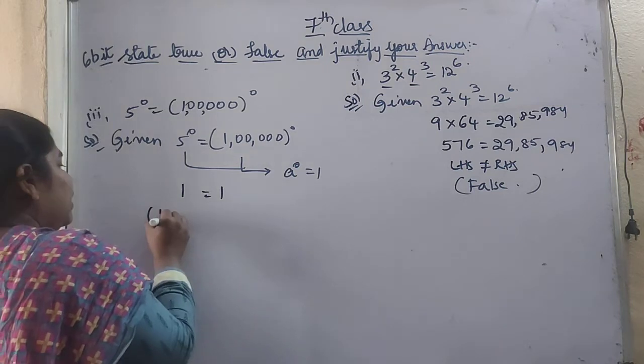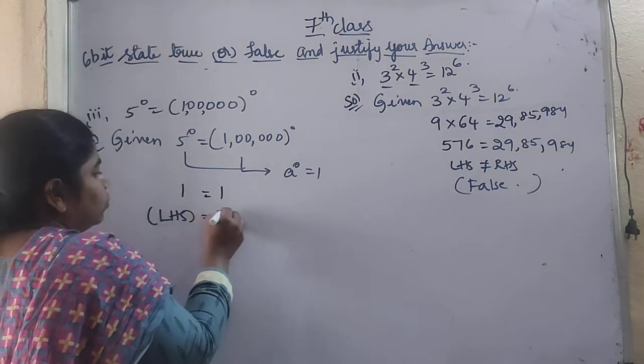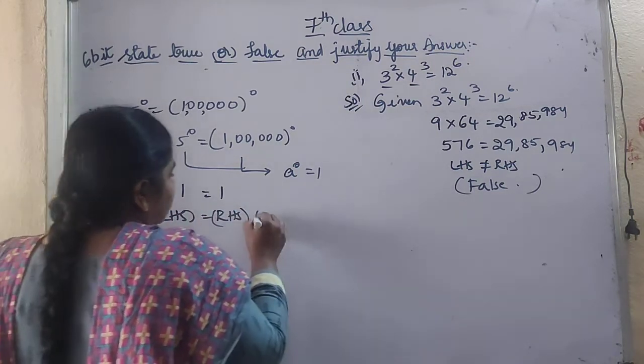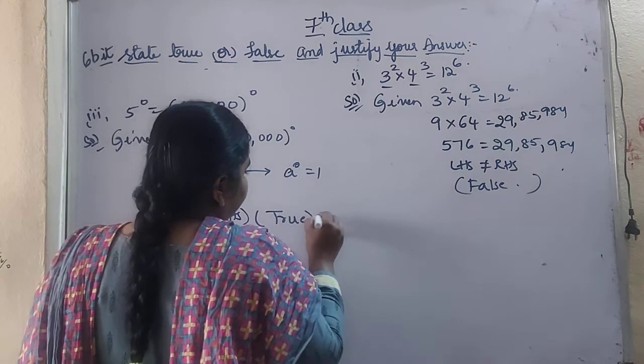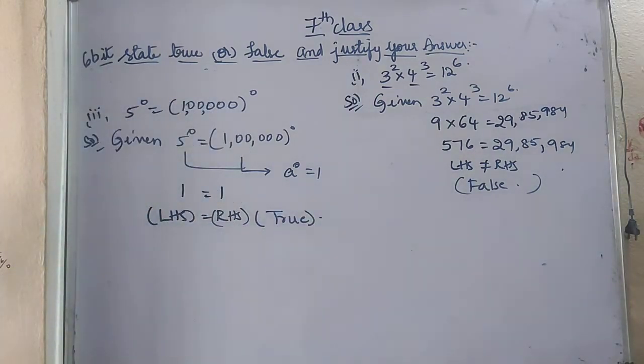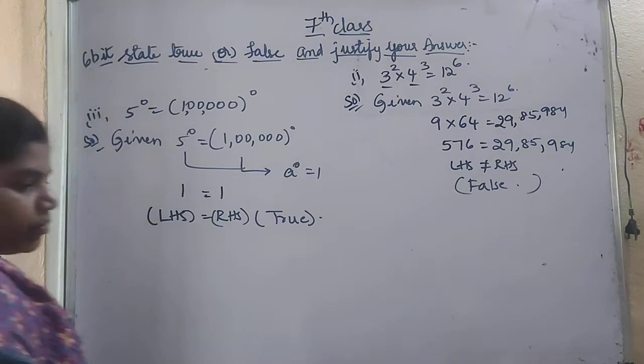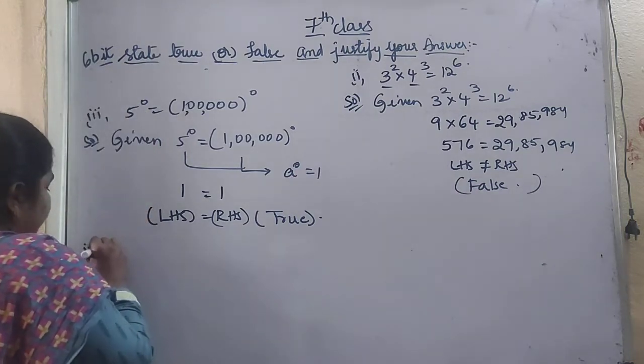So here the LHS value is equals to the RHS value. So we can say that it is a true statement. What is the next one? The third one is a true statement. Next, the fourth one.